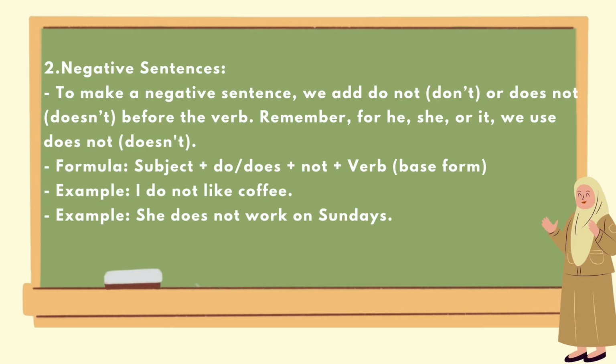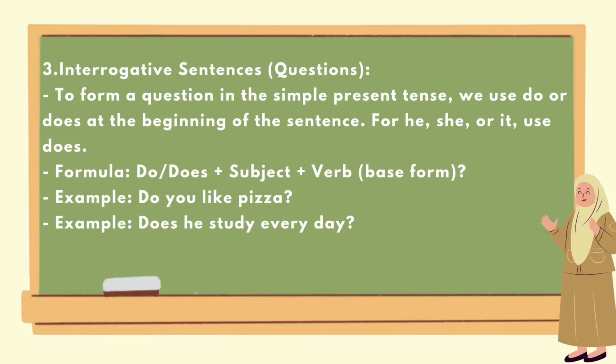Negative sentence. To make a negative sentence, we add don't or doesn't before the verb. Remember, for he, she, or it, we use doesn't. Formula: subject plus do or does plus not plus verb. For example, I do not like coffee and she does not work on Sundays.